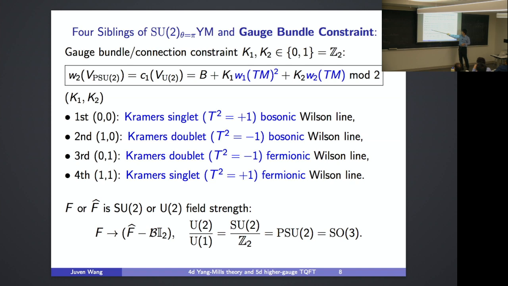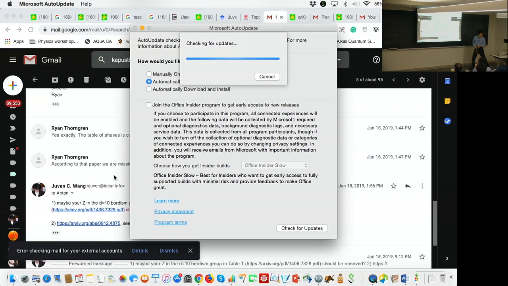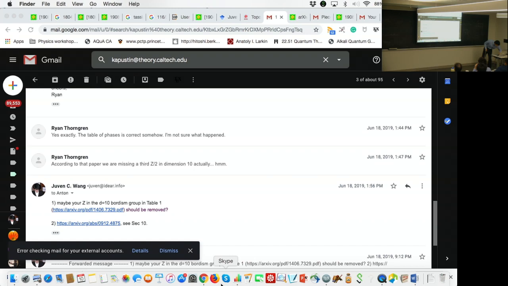The first index K1 will distinguish the singlet or doublet of Kramers, T squared equals plus or minus 1. The second index will relate to the bosonic or fermionic statistics. Okay. Let's go back.